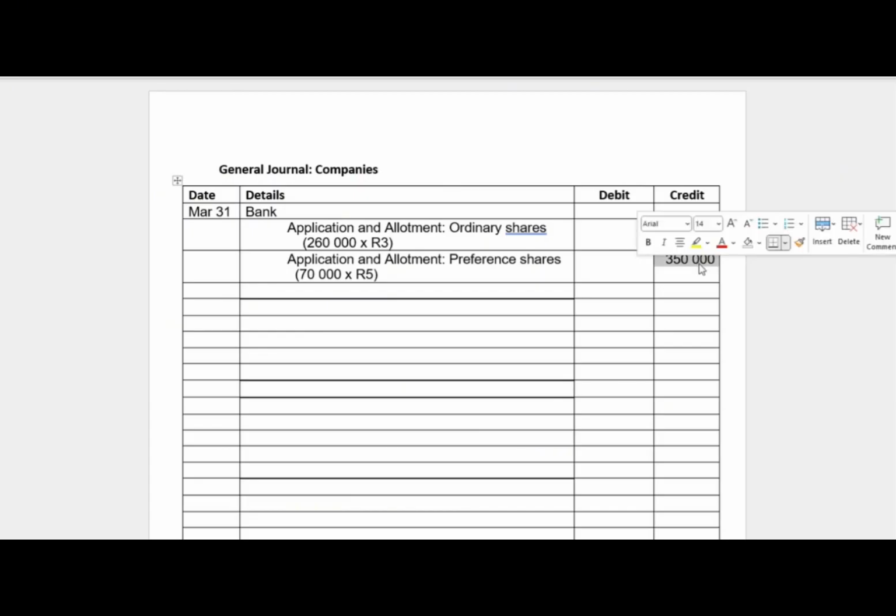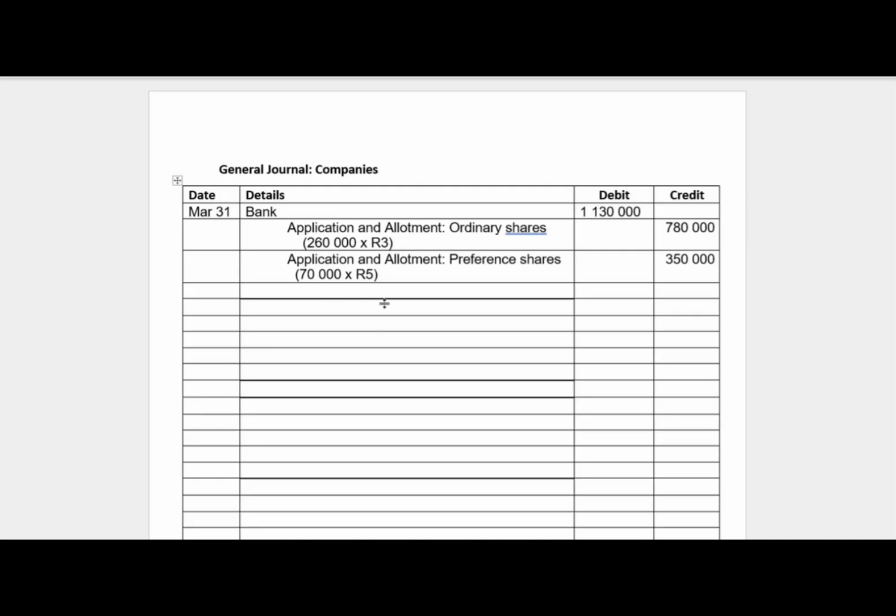Our bank is going to be the total there. So our bank is going to be 780,000 plus 350,000. So we received a bank of 1,130,000. 1,130,000. That is how we do this one.